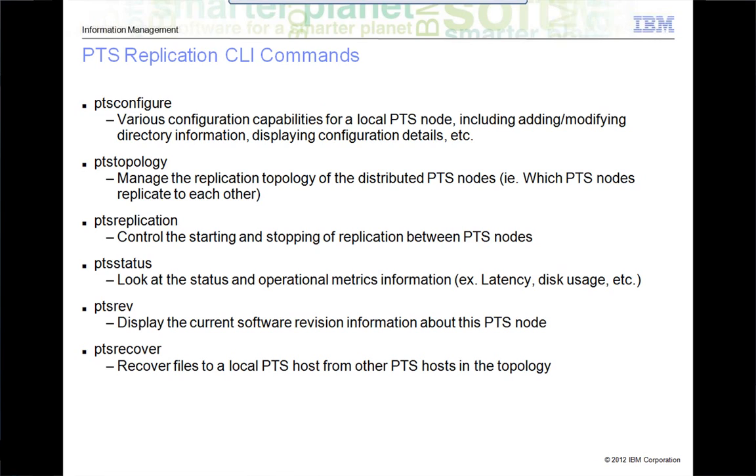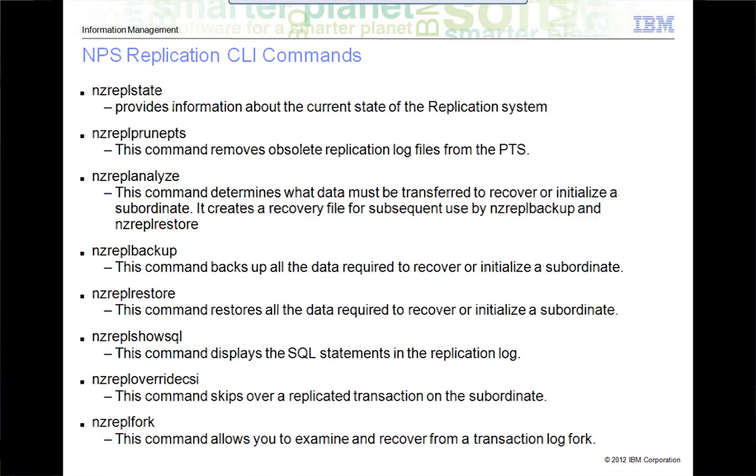And of course, with 608 and higher, you also get commands to support replication on the NPS host. All the replication commands on the NPS host start with NZRIPL. The NZRIPL state command provides information about the current state of the replication system. The NZRIPL prune PTS command can be used to remove obsolete replication log files from the PTS. As I mentioned earlier, at a minimum configuration, you have 3.9 terabytes. In maximum configuration, you have 10 terabytes. So of course, that is limited space. Depending on the size of the replicated databases and how much data you transfer over on an incremental basis, these transaction logs can get bigger. So eventually you will run out of space. So you can use this NZRIPL prune PTS command to prune the transaction logs.